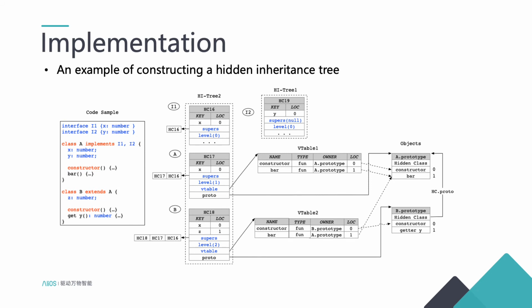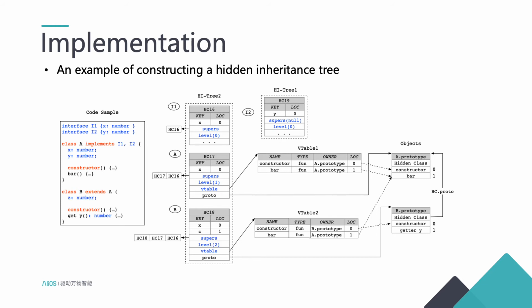Now let's talk about how STSC generates the hidden inheritance tree with an example. The program declares two interfaces, I1 and I2, and two classes, A and B. STSC first selects four candidates of hidden inheritance tree nodes: I2, I1, A and B. Then, these candidate nodes are linked into two candidate trees, tree 2 with I1, A and B, and tree 1 with I2. Next, STSC selects the local sets and vtable sets for these four candidate nodes.